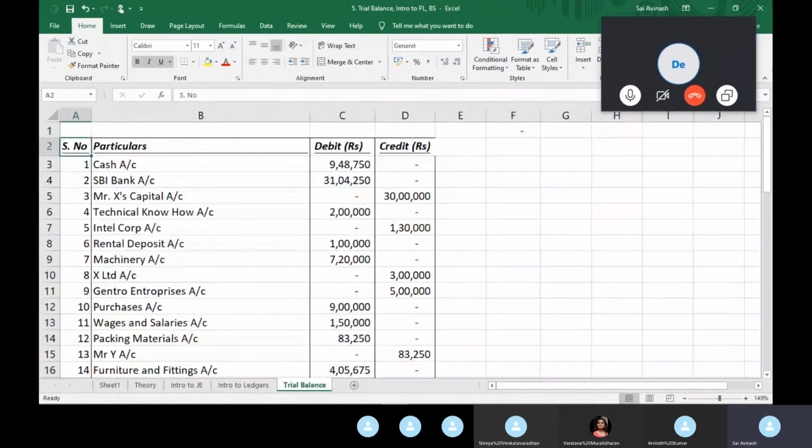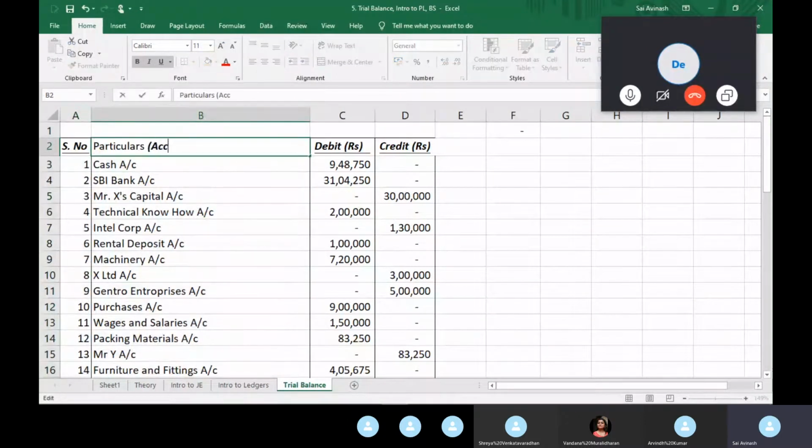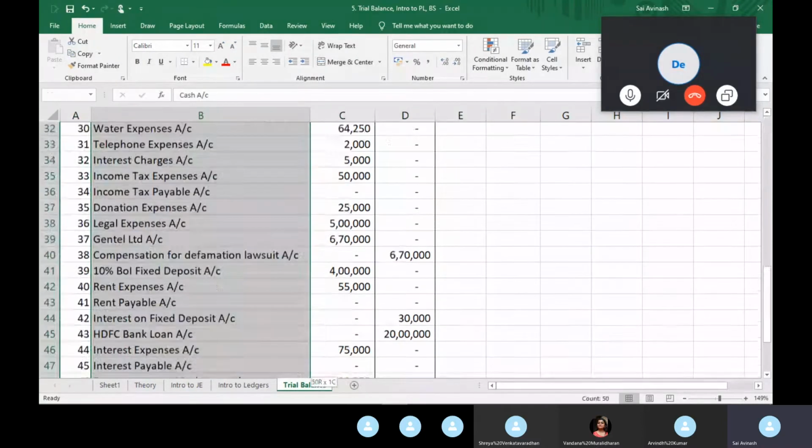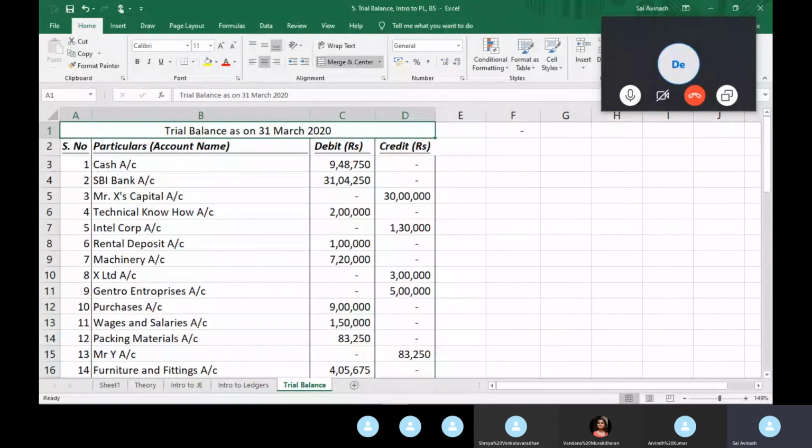So go to your trial balance. This is the format: serial number, the particulars will have the account name, and you'll have a debit column and a credit column. Basically, it represents the balance in the account. At the top you'll write trial balance as on 31st March 2020, or whatever date is given in the question. So as of that date, what are the balances in the accounts involved? That's what you're asking now.